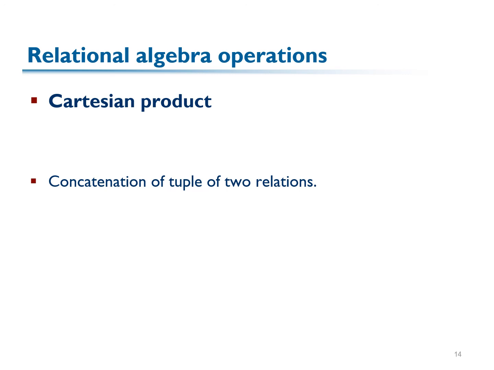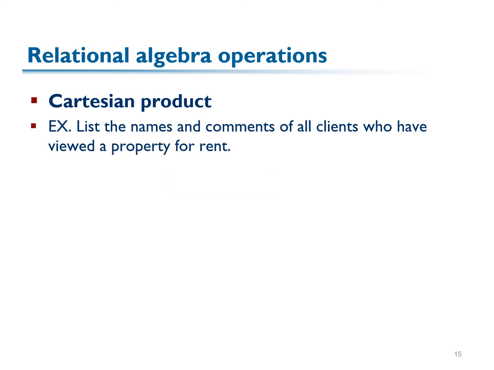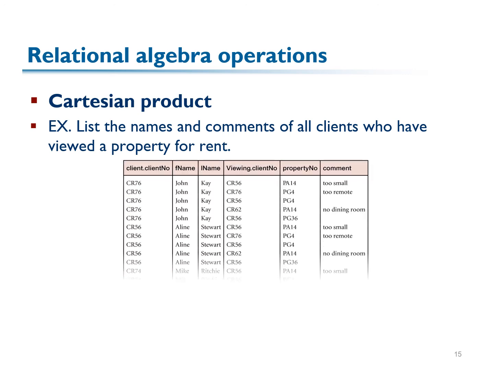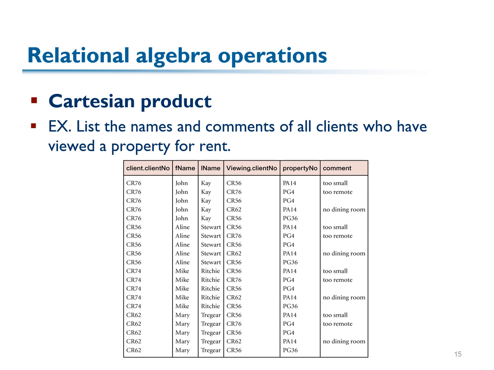The names of clients are held in the Client relation, and the details of viewings are held in the Viewing relation. To obtain the list of clients and the comments on the properties they have viewed, we need to combine these two relations. The result of this operation is shown in this figure. So in this figure we can see the names and comments of all clients who have viewed a property for rent.